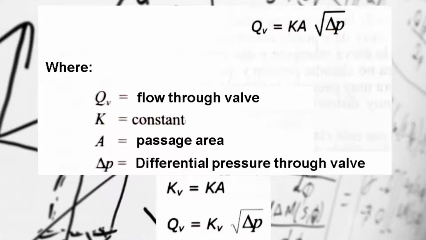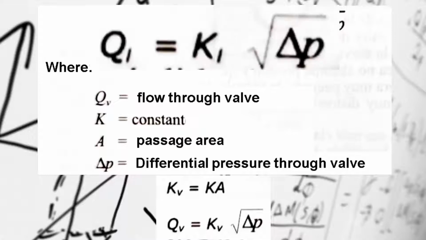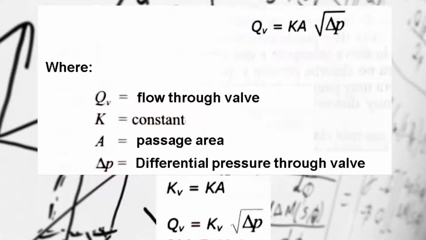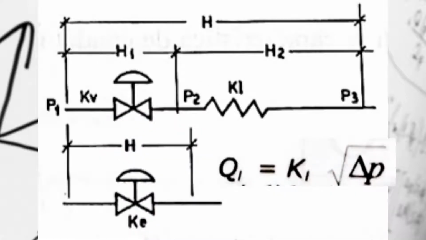The flow rate through the valve is generally calculated with this equation. If we consider a pressure drop of 1 bar and we call the circulating flow rate Kv, we will have this formula, replacing K times A with Kv. By analogy, the flow that passes through the pipe is that of this formula, where K1 is the flow that passes through the valve with a pressure drop of 1 bar. That is, it is a constant.